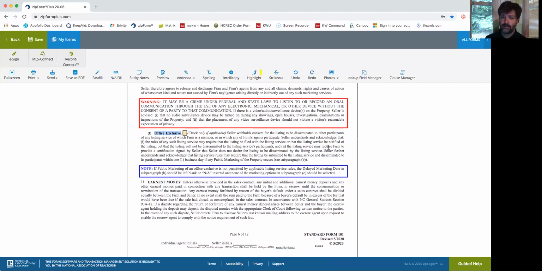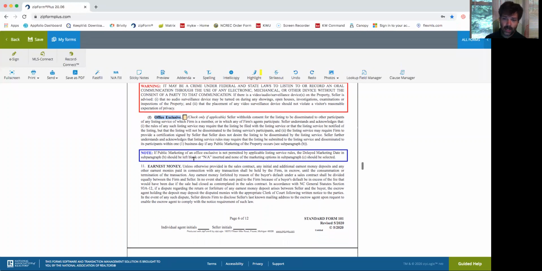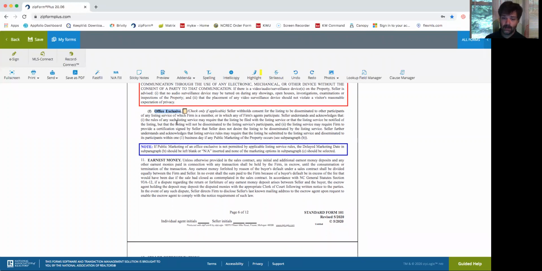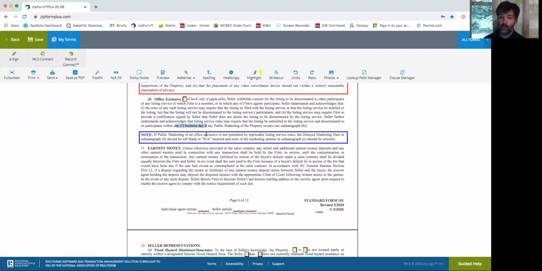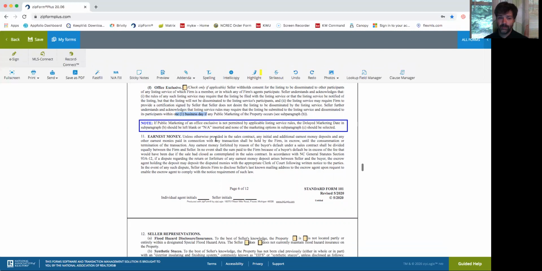It also says the listing firm may be required to provide documentation of that being the fact, and they may very well have to sign an addendum saying that that's okay, because it should be syndicated within 1 business day of public marketing.